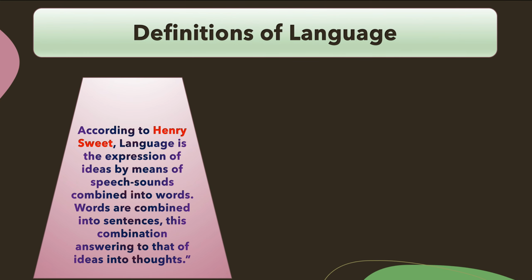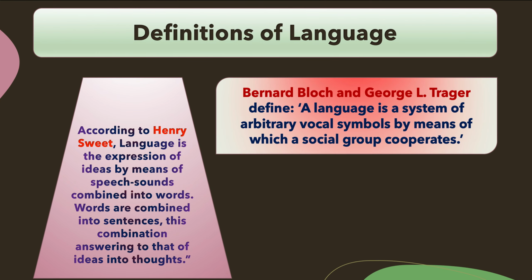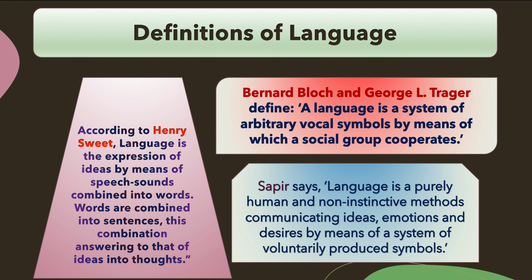There are hundreds of definitions of language. Here we have selected three most important definitions of language. The first is, according to Henry Sweet, language is the expression of ideas by means of speech sounds combined into words. Words are combined into sentences, this combination answering to that of ideas and to thoughts. This is according to Henry Sweet.